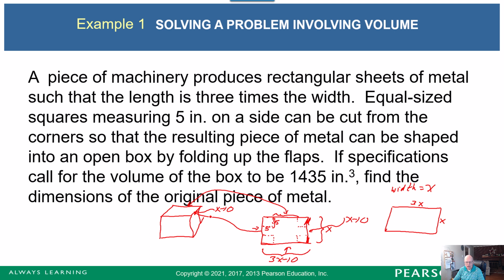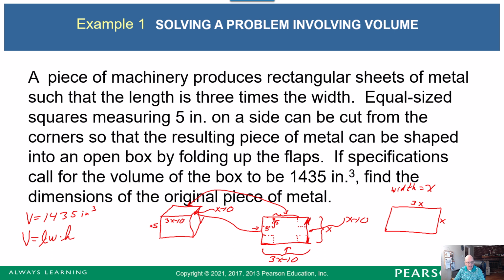So what do we have all together? We've got x minus 10 on one, we've got 3x minus 10 on the other side, and we've got 5 centimeters high. And what we want to end up with is a volume of the box, which is 1,435 cubic inches. One thing we need in addition is how do you find the volume of a rectangular box? Well, it's length times width times height.